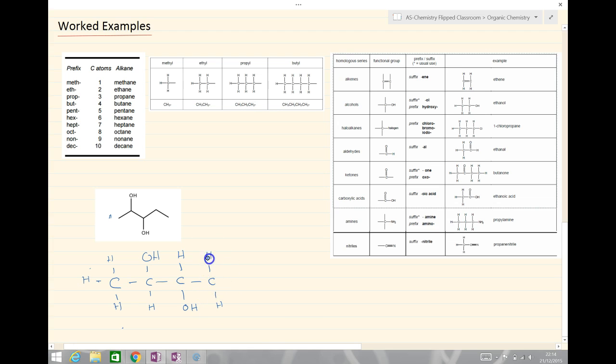So this, my displayed formula, I should really draw in the bonds between the oxygen and the hydrogen as well to make it a true displayed formula. Otherwise I wouldn't get the marks in the exam, so make sure you do that. Here's my displayed formula. Let's look at naming it again. 1, 2, 3, 4, 5. We've got 5 carbons, so we are pent again.